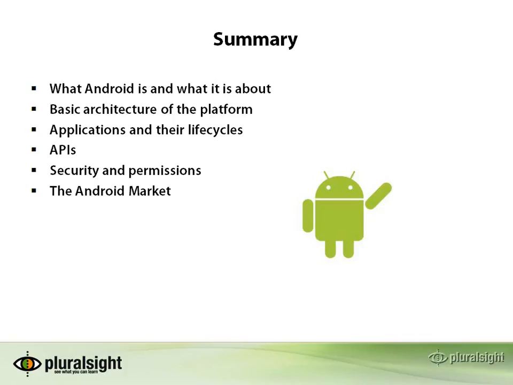We also looked at the APIs that are available to us. And then we took a look at the security and permissions. We looked at the declarative model of the Android security and how Android is able to sandbox your application so that it can't cause any damage, and the user has to specifically declare whether or not they're going to allow your application to have permissions to what you're requesting.